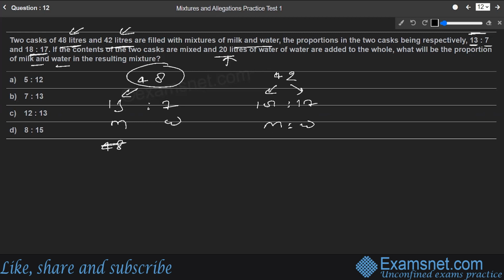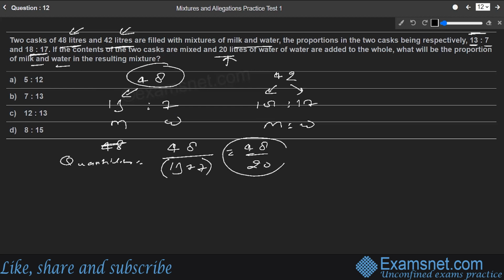So the quantity of milk will be how much? Nothing but 48 divided by 13 plus 7, that is 20, so it is going to be 48 by 20. That will be treated as the factor which can be multiplied to everything. So the quantity of milk in the first case is 48 divided by 20, where 20 is the sum of the ratio terms, into the milk part, which is 13 parts. If we solve this further, this comes out to be 31.2 liters.